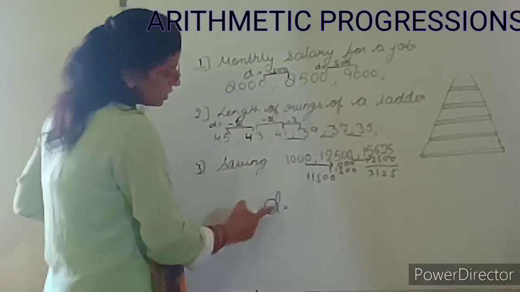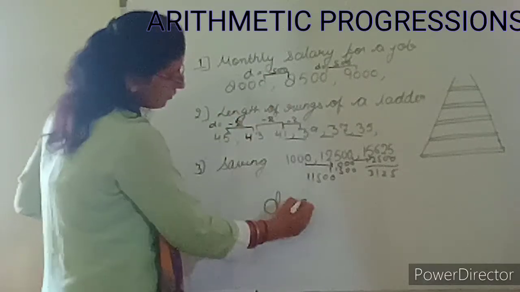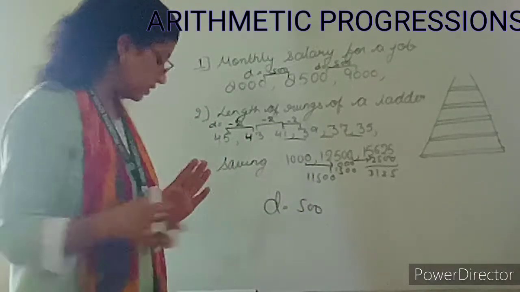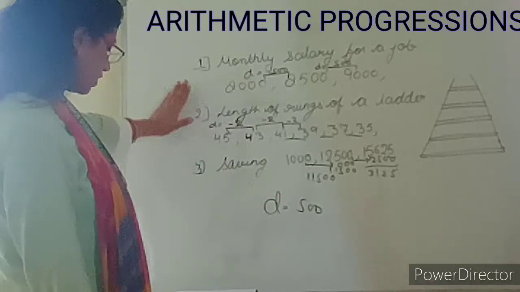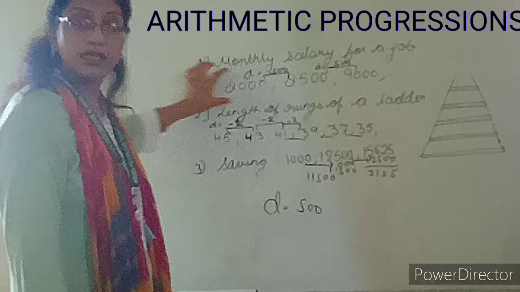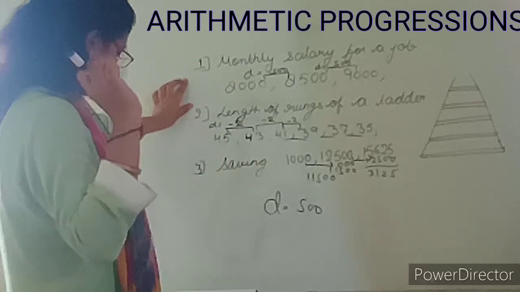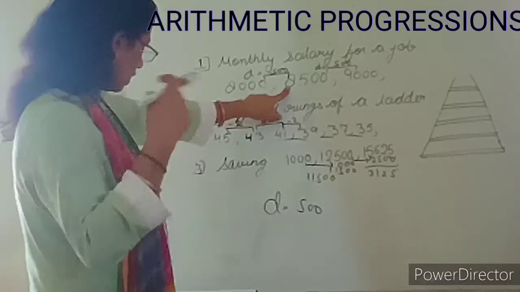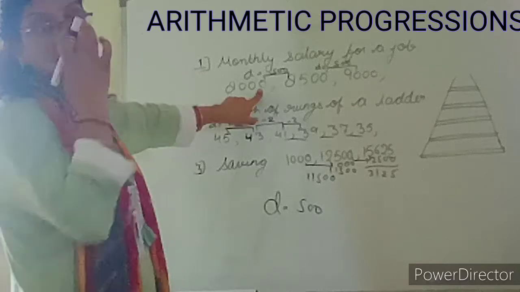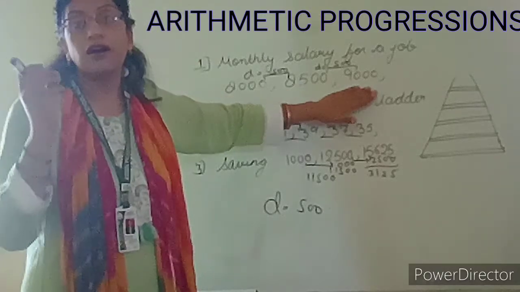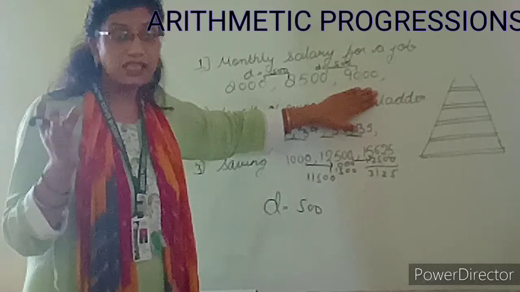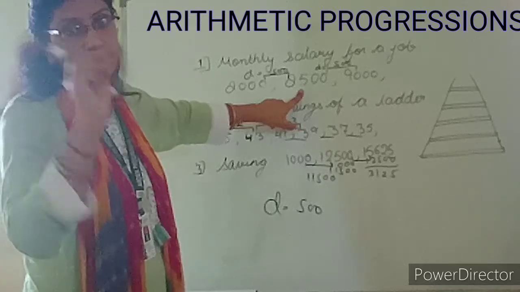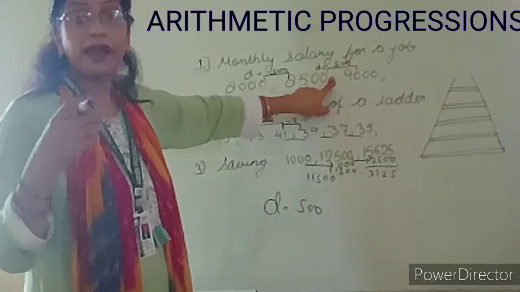And what is the common difference? Small d can be anything. Here it is 500. An arithmetical progression is a list of numbers in which each term is obtained by adding a fixed number to the preceding term. So what is AP? AP is a series of numbers in which every term is obtained by adding a fixed number. हर एक number कहाँ से fixed number add करके मिलता है.